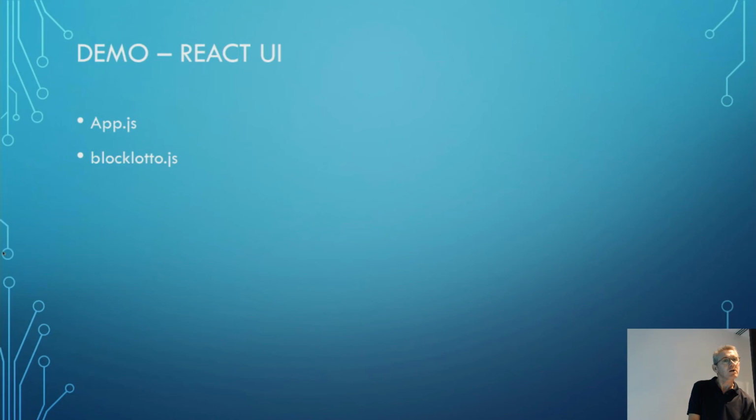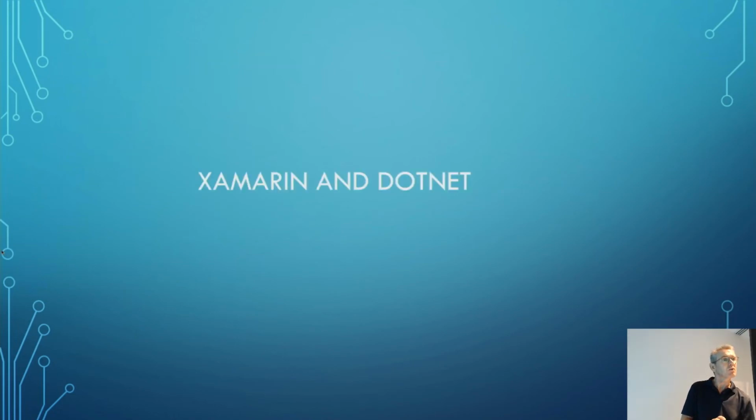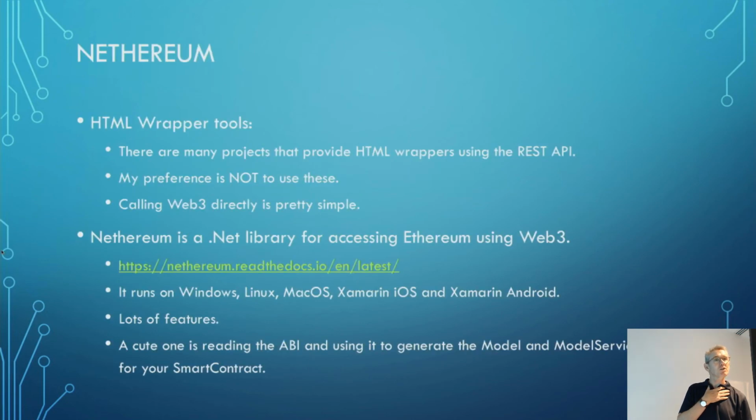We don't have time to go through Xamarin and .NET, but I'll tell you this, they're in the slides. There's a product called Ethereum that allows a Xamarin or a .NET program to talk directly in Web3 to the Ethereum network. So there's a link there for that. It's really quite good. It's got a whole bunch of stuff, but one of them's really cute. The last point there will actually generate your C# models and model services from the ABI, which is quite neat.